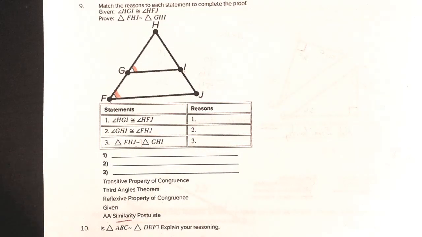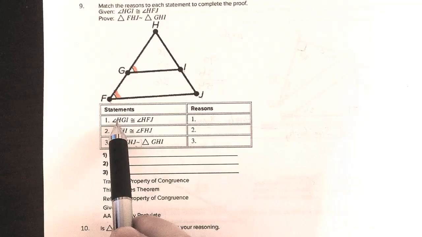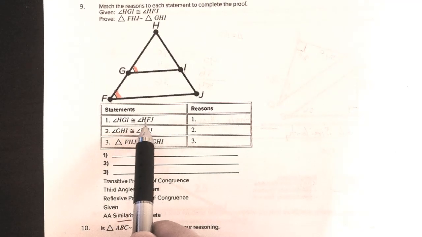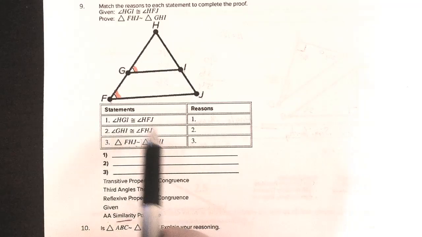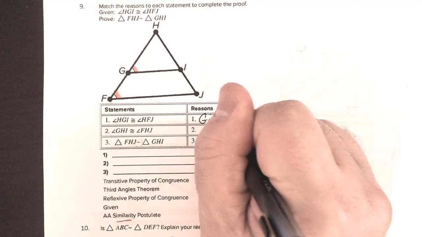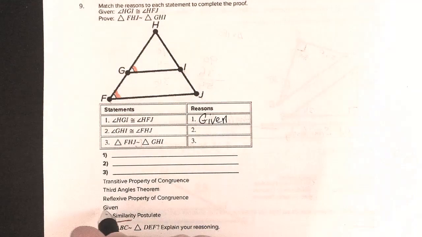All right, so statement 1. Angle HGI is congruent to HFJ. Well, that was our given. That is our given. And lucky for us, given is one of the options.